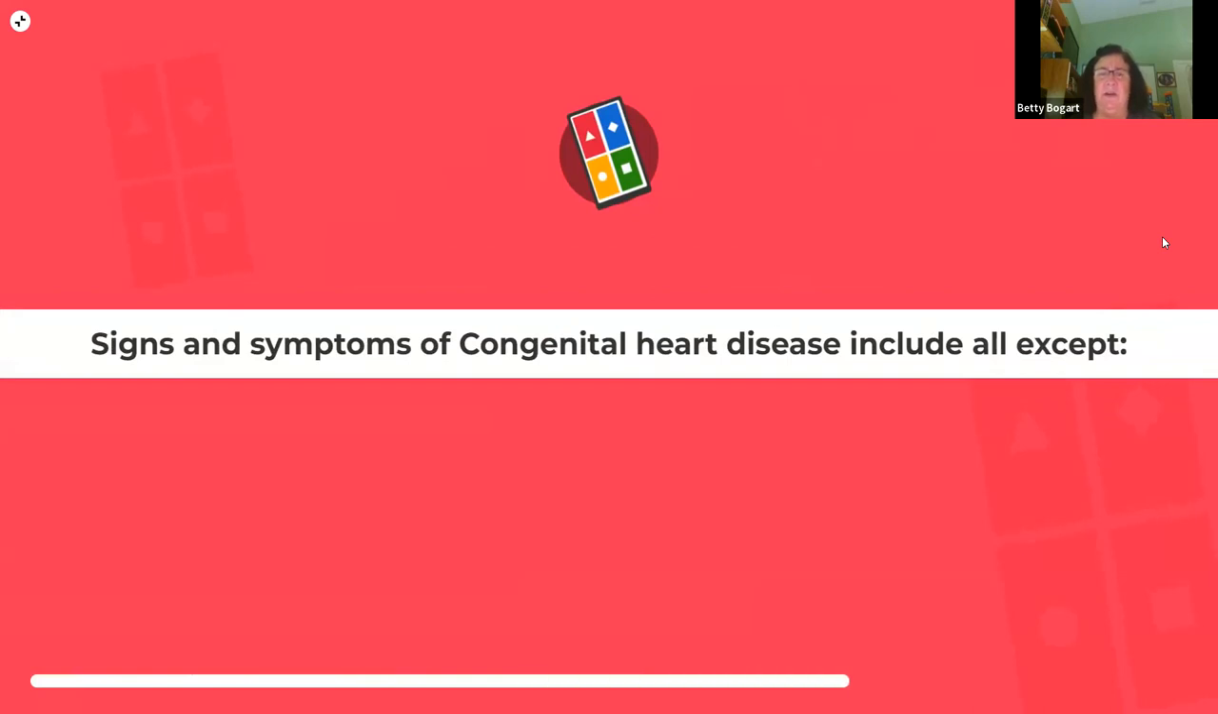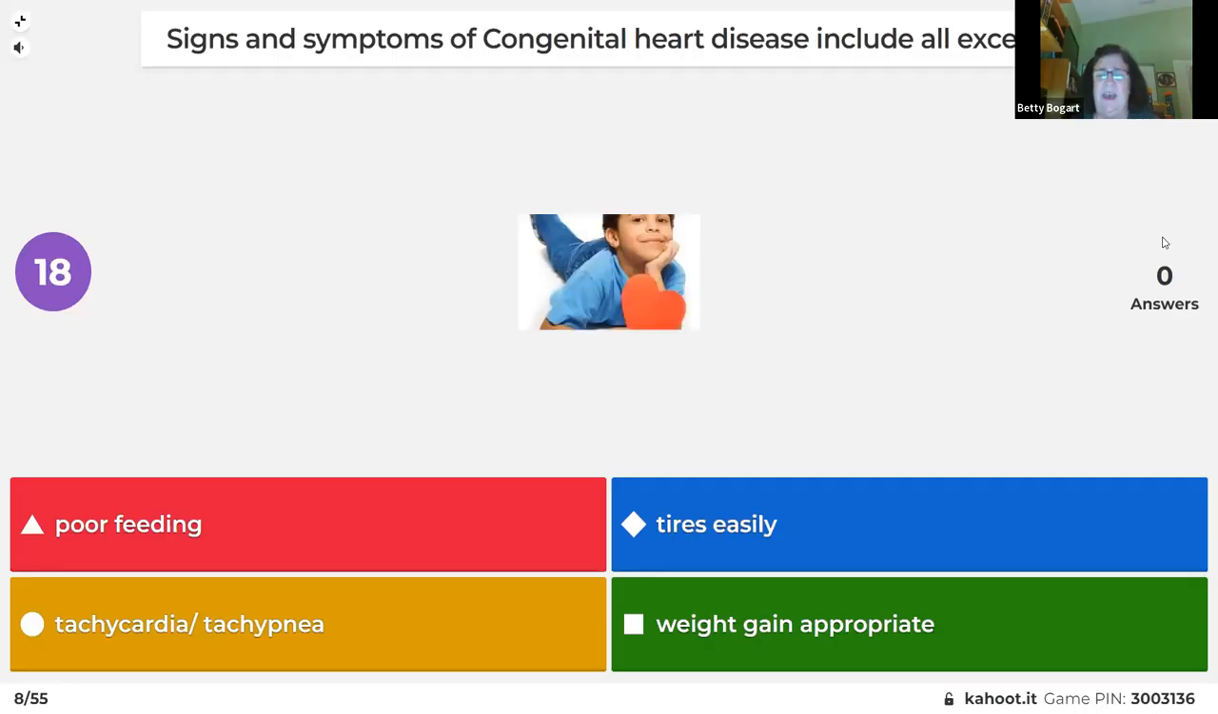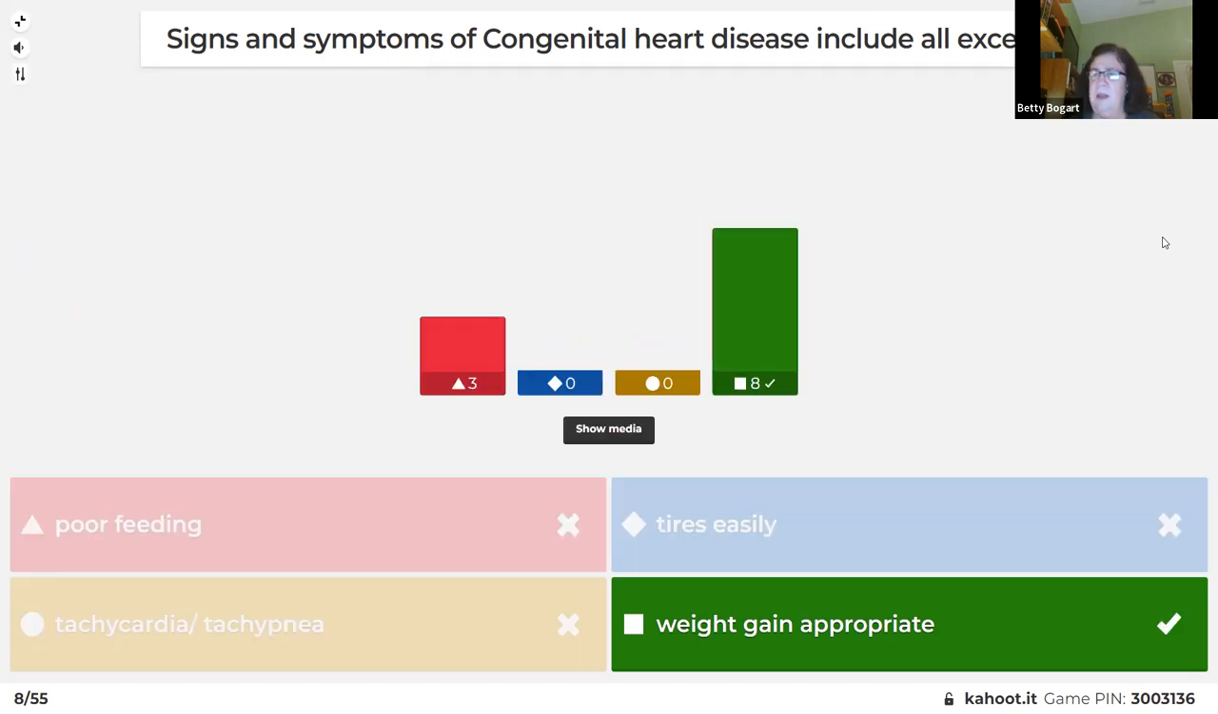Signs and symptoms of congenital heart disease include all except. Mentioned it a couple times. So remember, congenital heart disease, the heart's working really fast, really hard to get the poor child oxygenated. So weight gain will be not well at all. It'll not be appropriate. These children will be small. And part of it is poor feeding because they tire easily due to tachypnea and tachycardia.